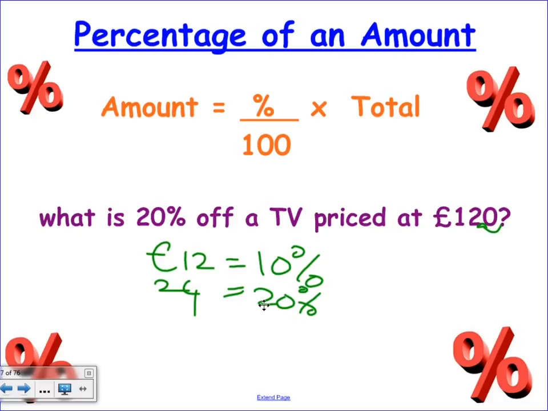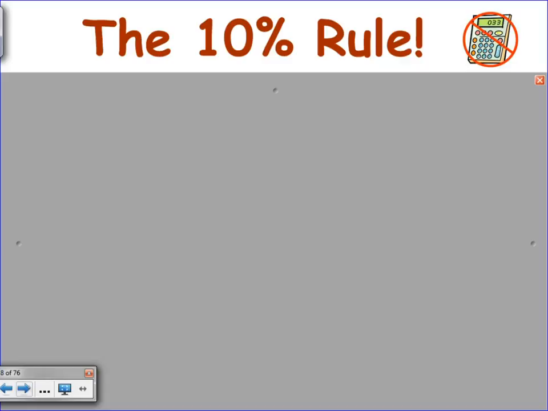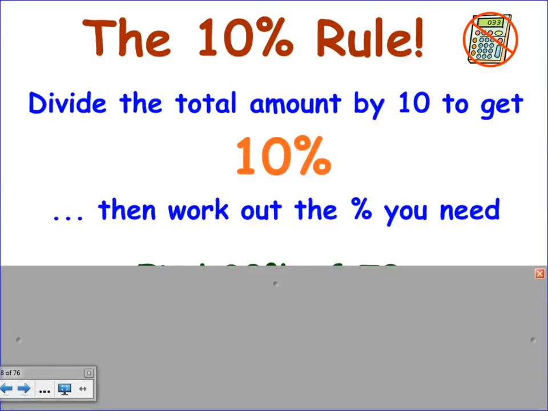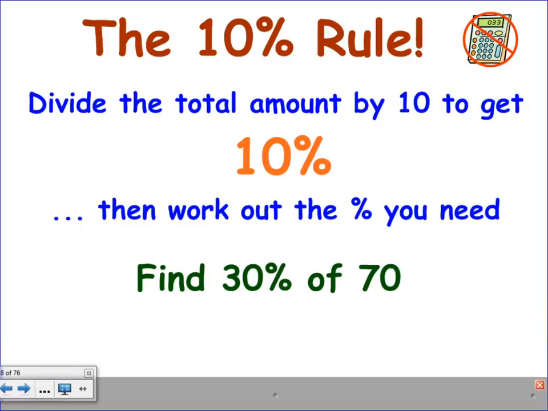We'll just do another one. So, the 10% rule. Divide the amount by 10 to get 10%, then work out the percent that you need. So what's 30% of 70? Start off with what's 10%? 7. How many lots of 7 do I want? 3. It's 21. I've not even written anything down and I'm doing 30% of 70 like that.